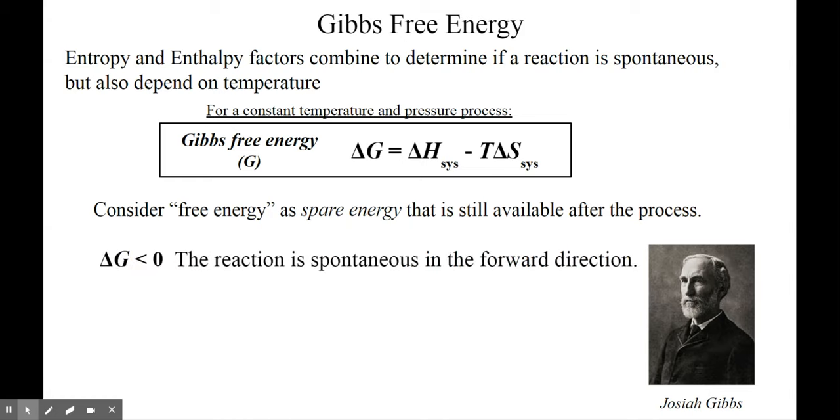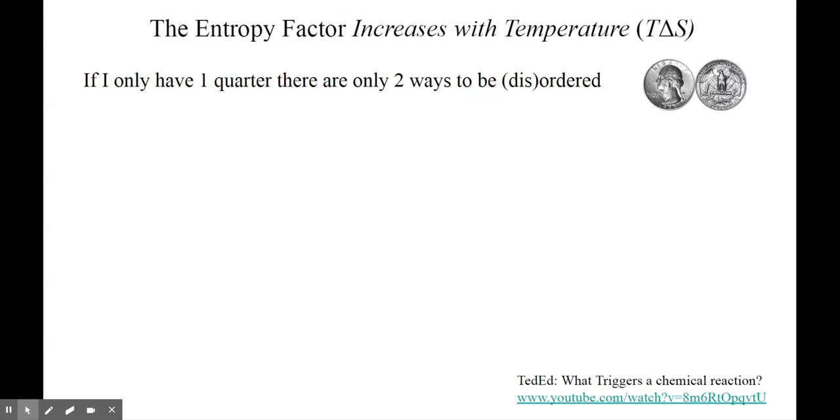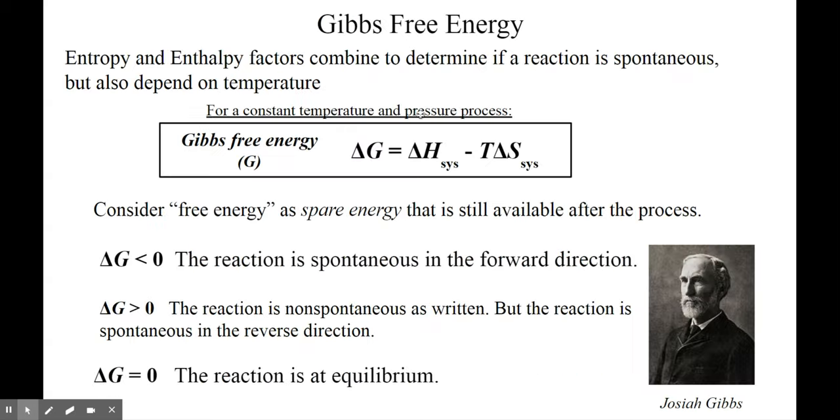So if this value ends up being less than zero, we can say the reaction is spontaneous. If it's greater than zero, we would say then there's not enough available free energy to do this reaction and it's not spontaneous. Or you could say, we'll write it in reverse and it's spontaneous in the opposite direction. And then finally, if you do reach equilibrium, then the delta G is zero and the reaction is done when you reach equilibrium. So again, notice this temperature factor.